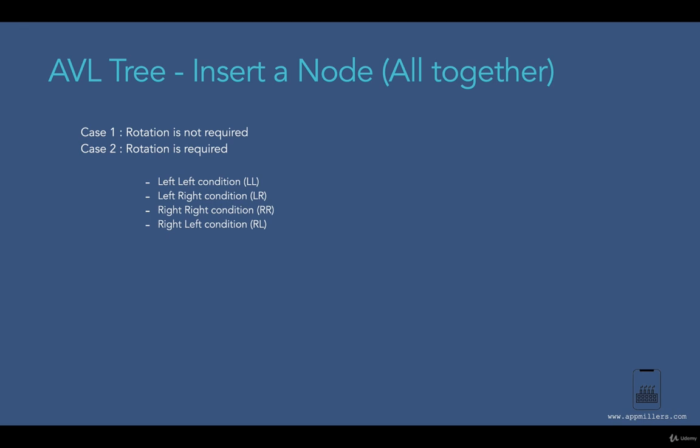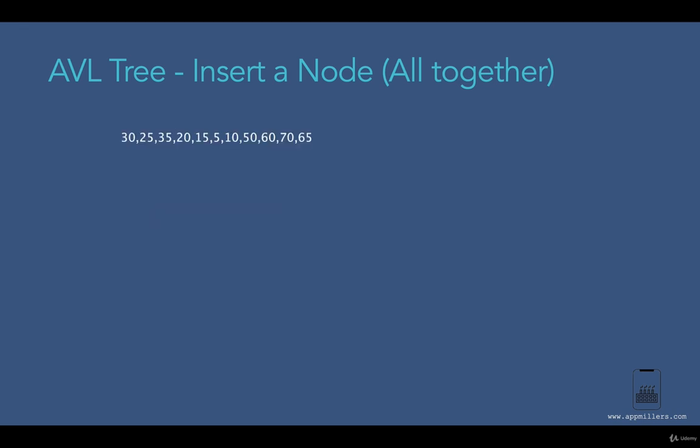Now in this lecture, I'm going to combine all these conditions in one example to see the big picture of insertion of a node in an AVL tree. Let's say we have numbers like this and we want to insert them into an AVL tree, and our objective is to see all four conditions. So let's get started. We are going to insert these nodes, and whenever we need a right rotation or left rotation, we are going to perform it.